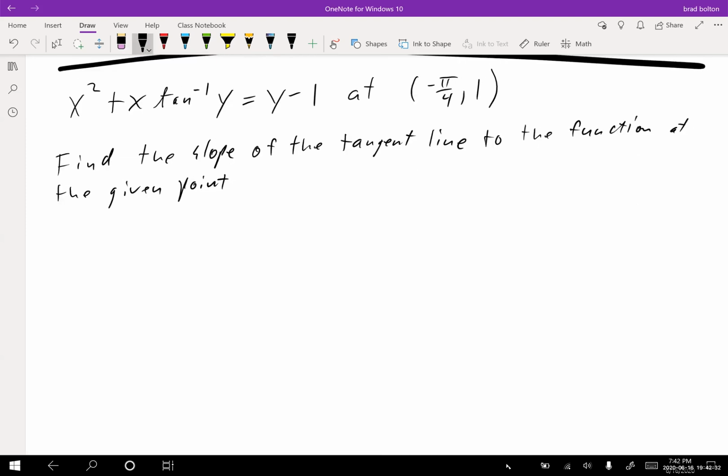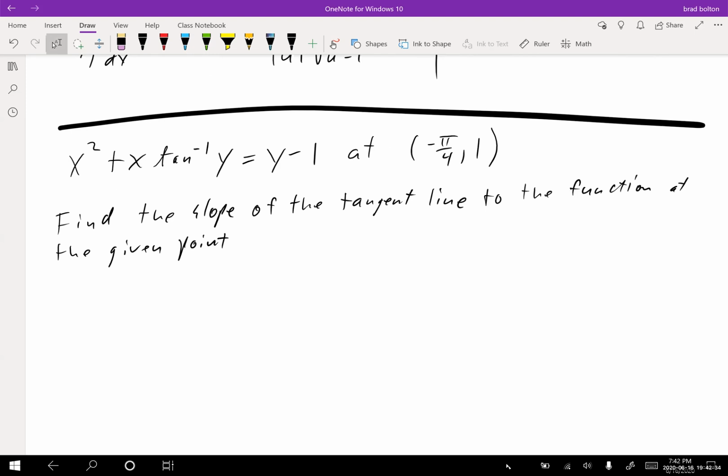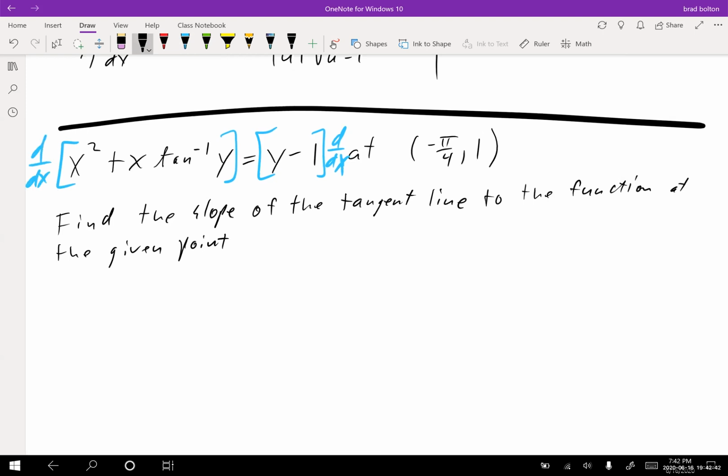Let's find the derivative. So what I'm going to do is d/dx both sides. Remember that, just taking the derivative with respect to x. Okay, and let's see what we get. So you guys all know that when I ask you to find the slope of the tangent line, what I'm really saying is find the derivative and then evaluate the derivative at the given point, and that will find the instantaneous rate of change or the slope of the tangent line at that given location.